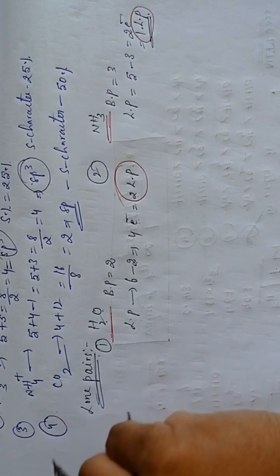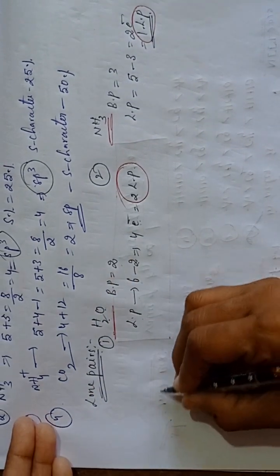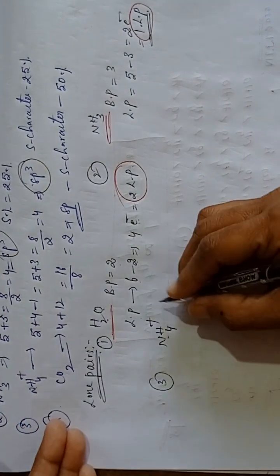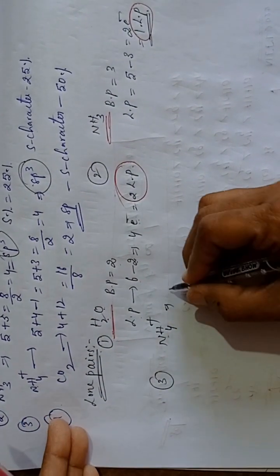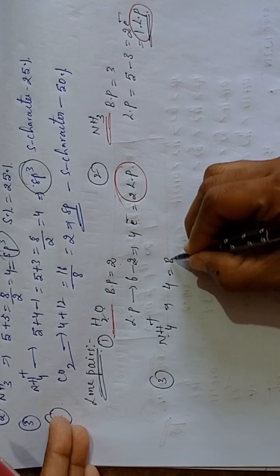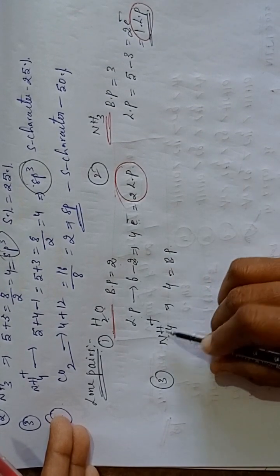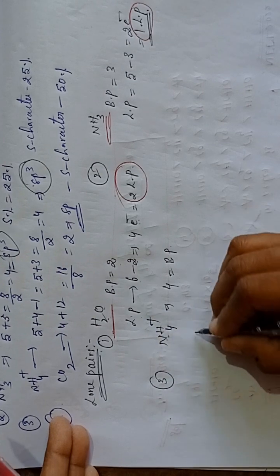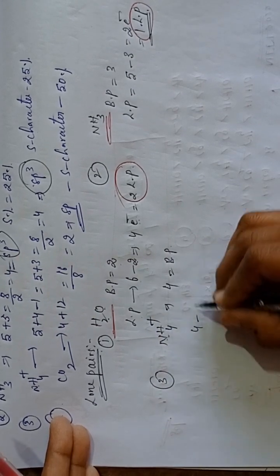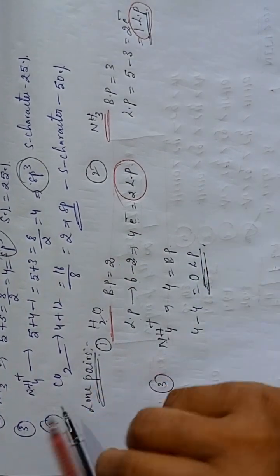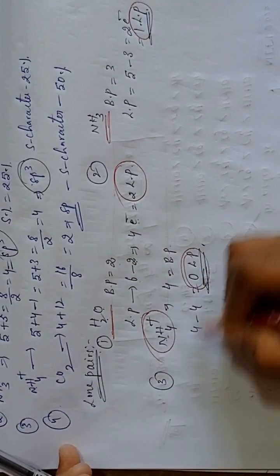Okay, now the next, third compound, NH4 plus. Now see here, NH4 plus. How many bond pairs? 4. 4 bond pairs are there. Now coming to the valence electrons of nitrogen, total 5 valence electrons. Here plus 1 is there, so lose 1, that gives 4. 4 minus 4 means 0. No lone pairs, students. Are you clear? 0 lone pairs in the case of NH4 plus.